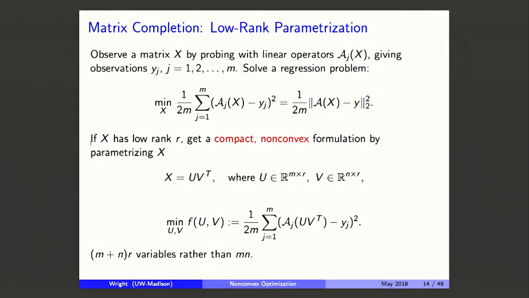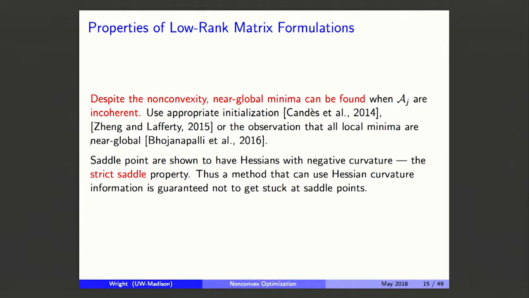The data that you've got to work with are linear operators on X, on the elements of X, which are given by the observations yj. And so you solve a least squares problem where you try to find the x that matches the observations as much as possible. You can formulate this as a non-convex problem by explicitly parameterizing x as the product of two skinny matrices and just plugging those into the formulation, and then just treating that as a non-convex optimizer.